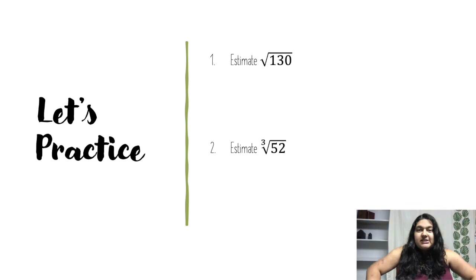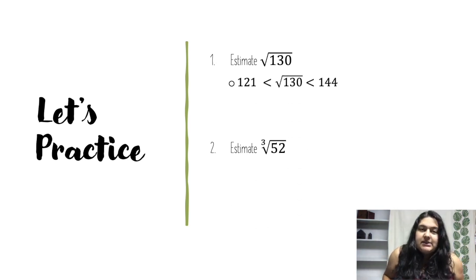Here's another chance where you can pause the video and try these out on your own and play when you are ready to see the answers. We're going to estimate the square root of 130. So again, our first step is to find the perfect square that comes before 130 and the perfect square that comes right after 130. In this case, I have 121 and 144.